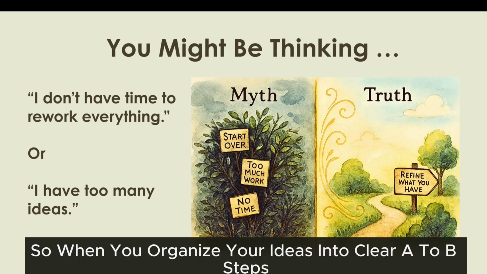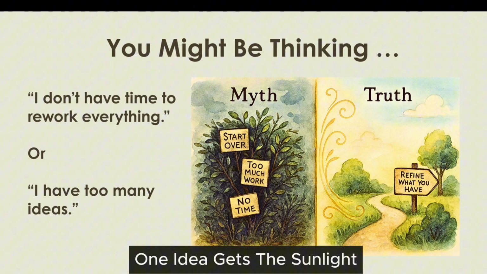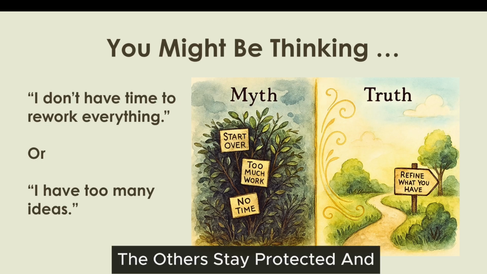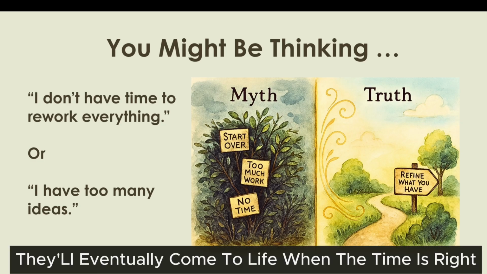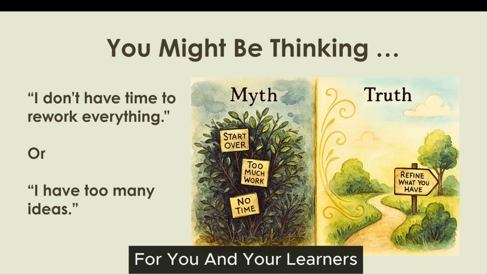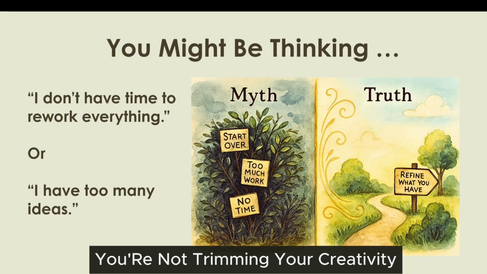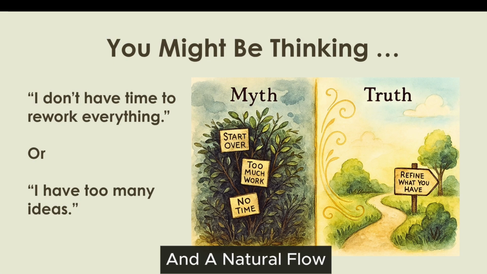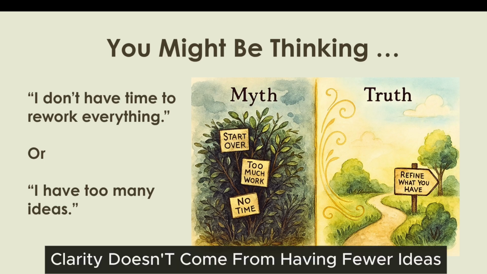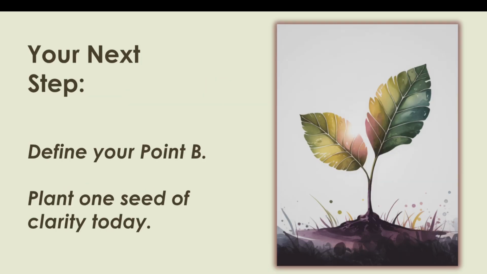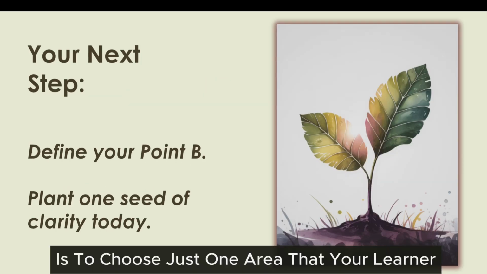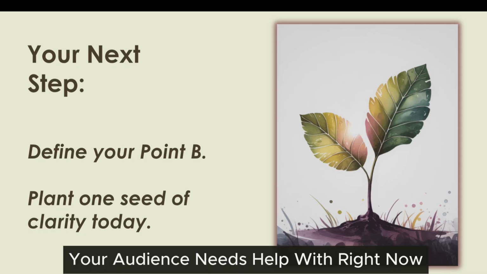So when you organize your ideas into clear A to B steps, one idea gets the sunlight, the others stay protected, and they'll eventually come to life when the time is right for you and your learners. You're not trimming your creativity, you're giving it rhythm, timing, and a natural flow. Clarity doesn't come from having fewer ideas, it comes from creating an environment where every idea can grow at the right time.